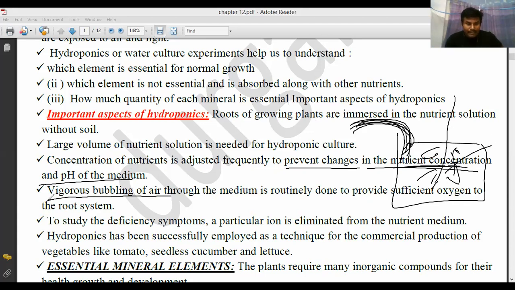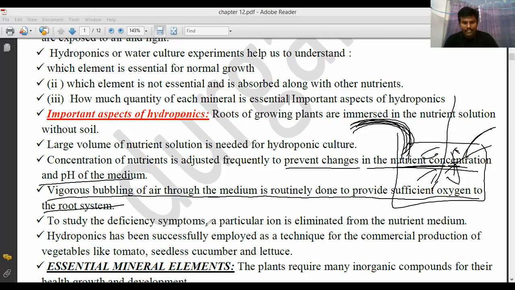Vigorous bubbling of air through the medium is routinely done to provide sufficient oxygen to the root system. Vigorous bubbling of air means what? Oxygen needs to be supplied continuously to the plant to prevent oxygen deficiency in the root system.